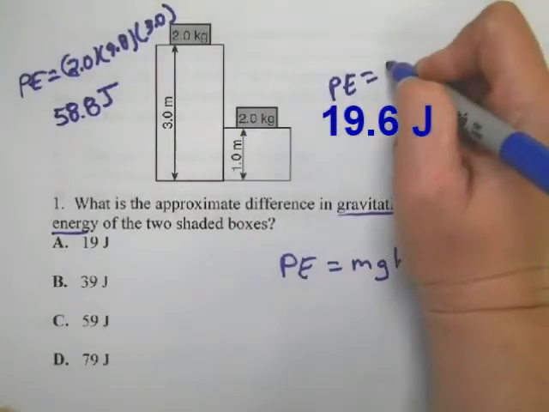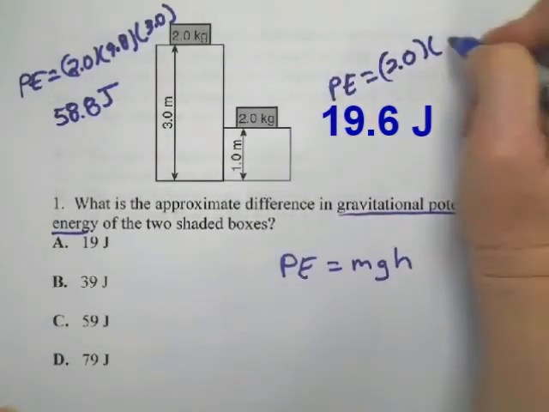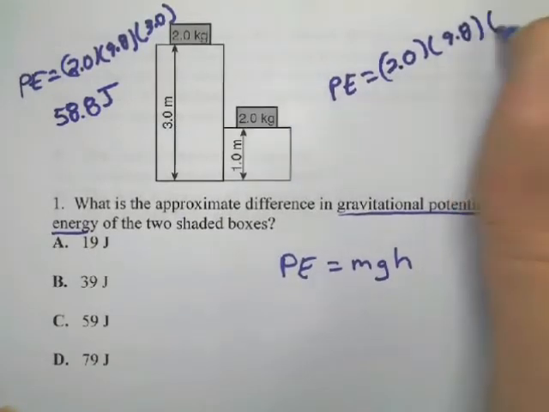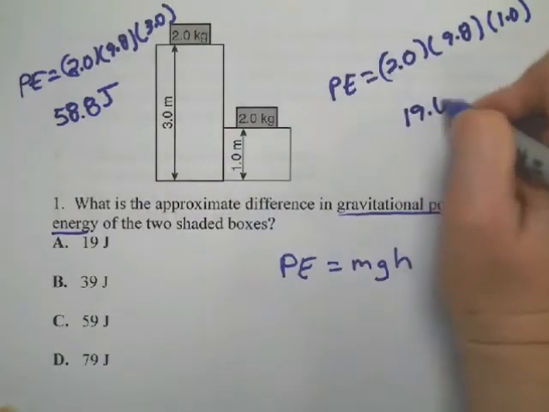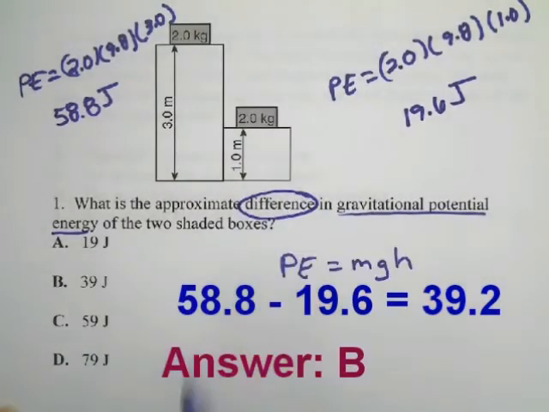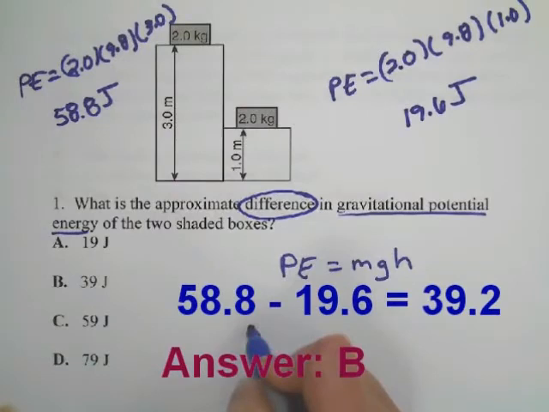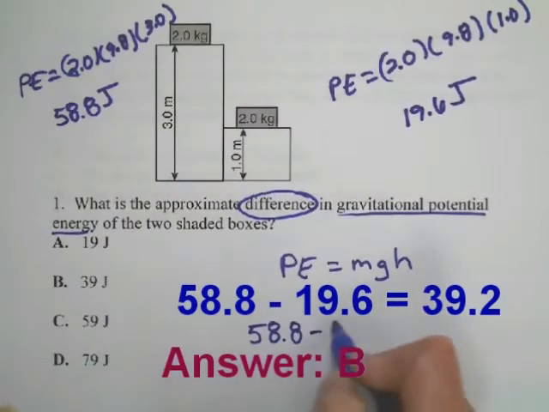And since it wanted us to find the difference, that means to subtract. So we'll do 58.8 minus 19.6, and we'll get 39.2 joules. So when we look at our answers, we can see that B, 39 joules, would be our answer.